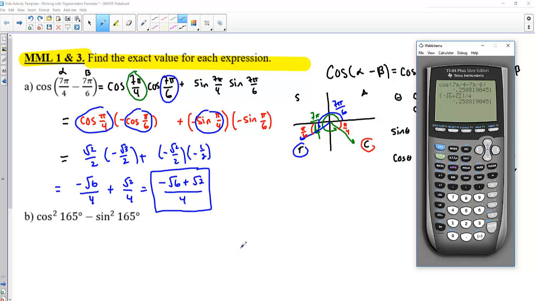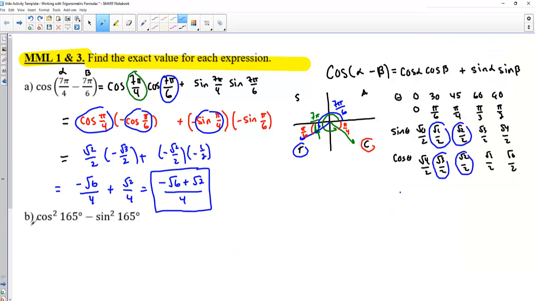So let's look at the next problem here. So the next problem, I'm going to do cosine squared of 165 degrees minus sine squared of 165 degrees. And so now I'm in a similar sort of situation. This should be one of my trigonometric formulas. So I'm thinking, okay, well, when do I have some cosine squared of an angle minus the sine squared of an angle? And that would be cosine of 2 times an angle is equal to cosine squared theta minus sine squared theta. So I can use this formula.